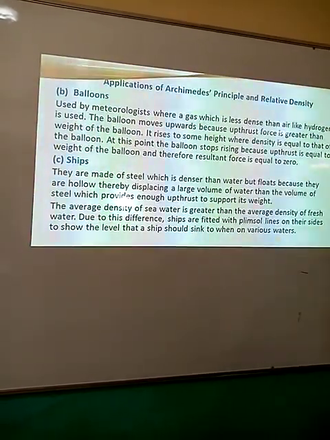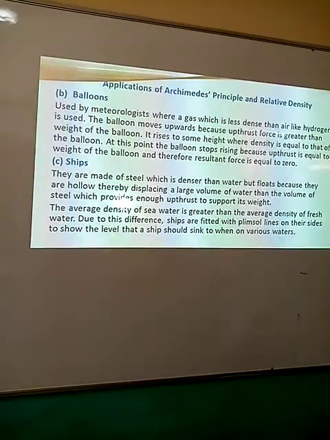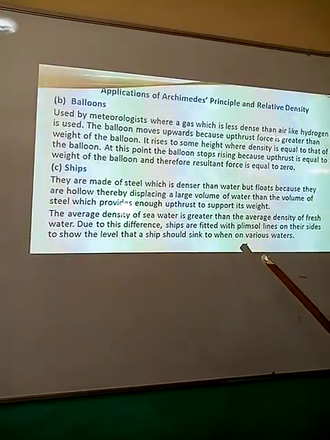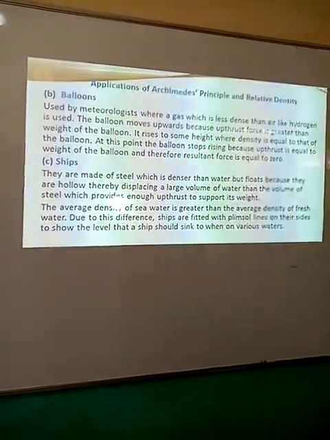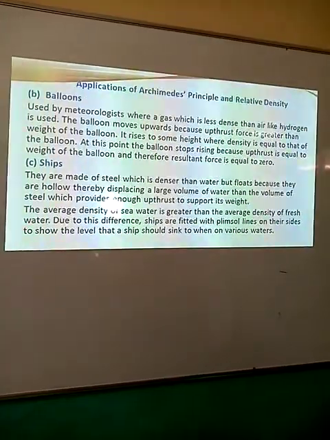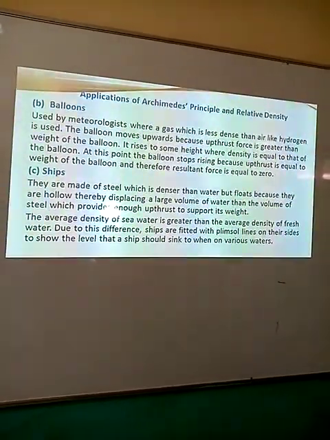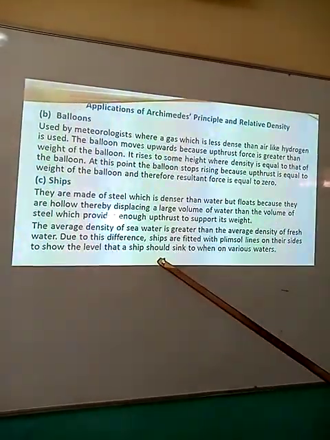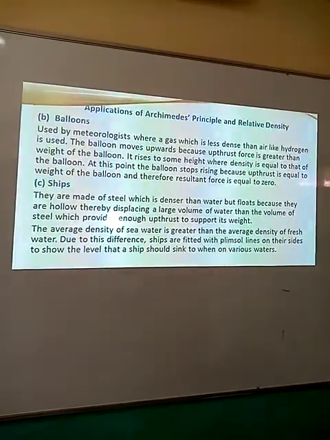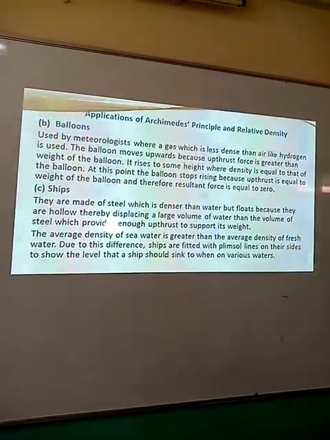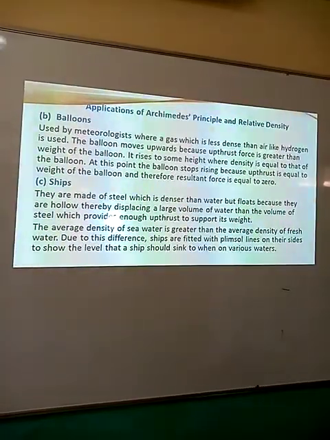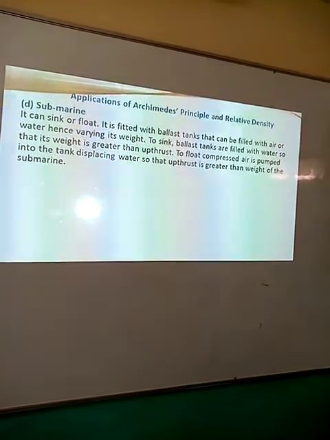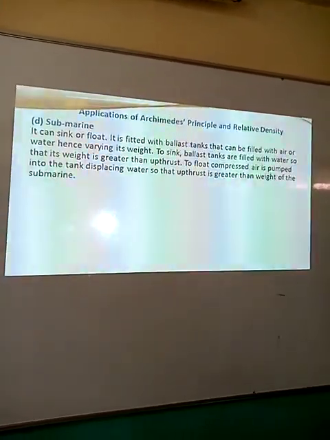These Plimsoll lines on the sides of the ship show the level to which it should sink in fresh water and the level to which it should sink in seawater, so that if at all there is a difference, then danger is noted and necessary corrections can be made. For example, if the level on seawater has been marked and the moment it enters seawater, it sinks beyond that level, then it means that there is some problem. So a correction has to be made before an accident is caused. Finally, we have something called a submarine.